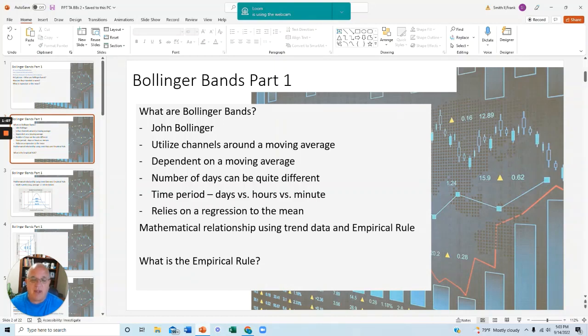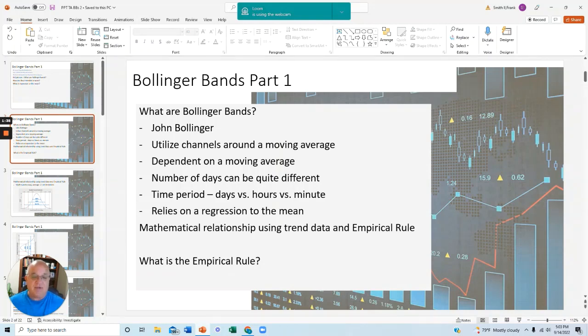But pretty interesting guy. And what he does is he utilizes math, which I like, to find a moving average and then build channels around the moving average to see when it looks like it might be heading towards the top of a normal distribution, really, a valuation, 2 standard deviations, or towards the bottom of a movement of 2 standard deviations. So it is very dependent on a moving average.